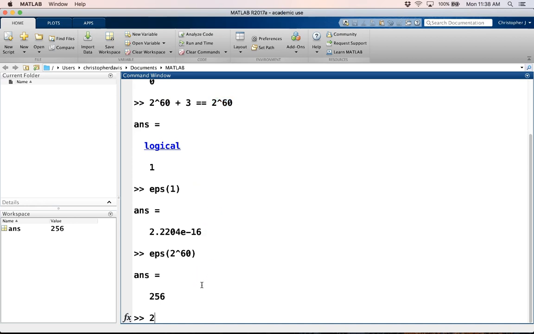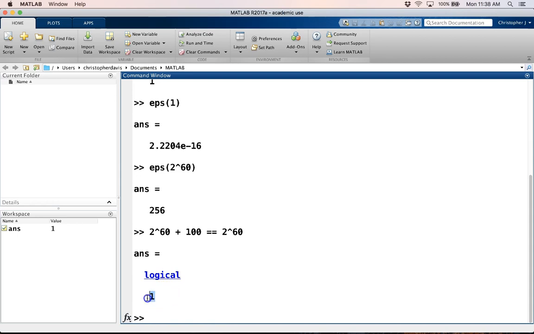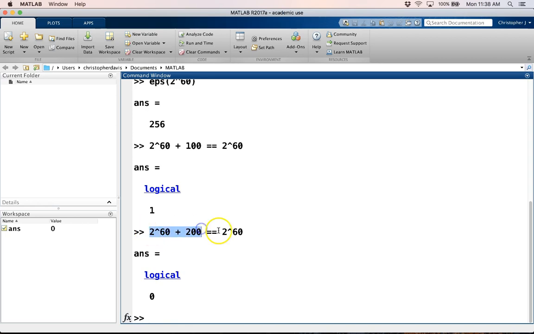If I do 2 to the 60 plus 100, and I ask, does that equal 2 to the 60? MATLAB tells me true, they're equal. If I do 2 to the 60 plus 200, does that equal 2 to the 60? Here I get false, they're not equal, because this one gets rounded up to 2 to the 60th plus 256.